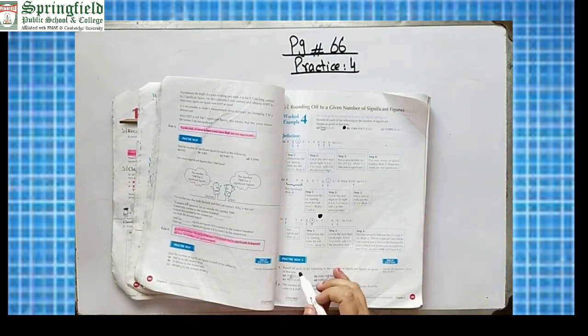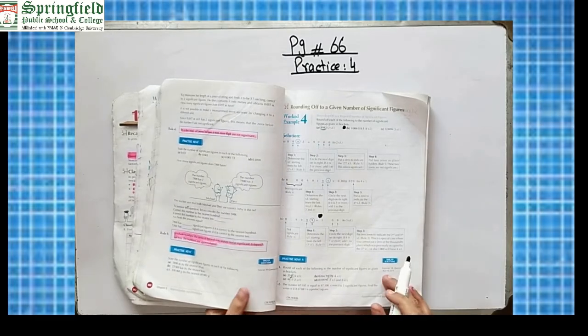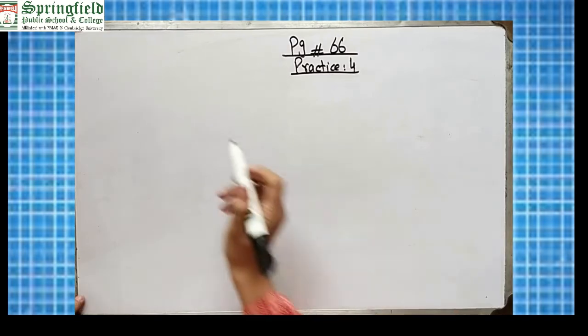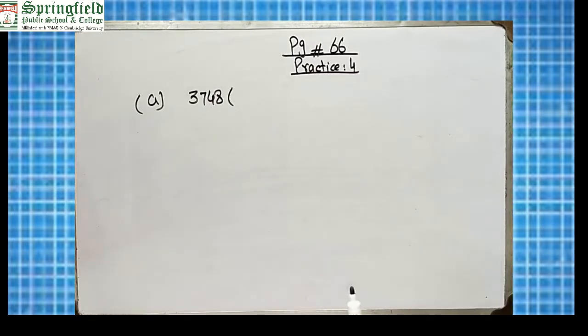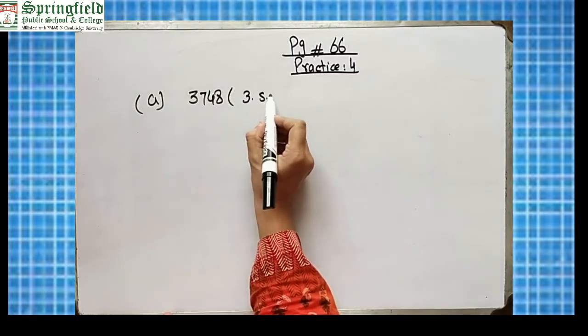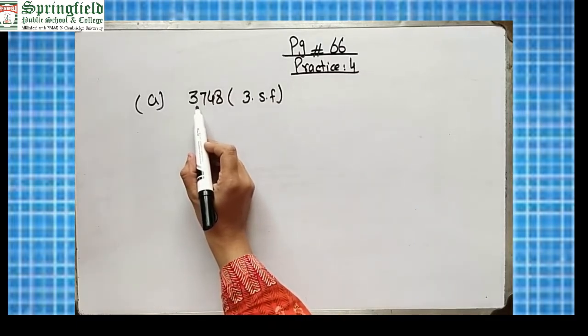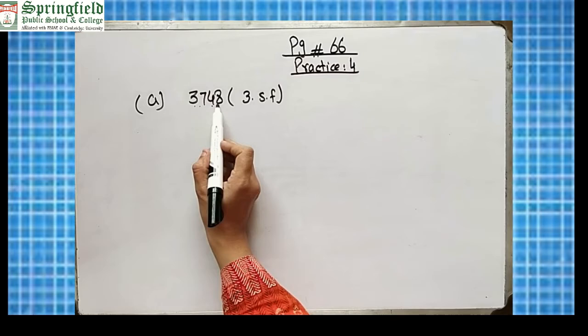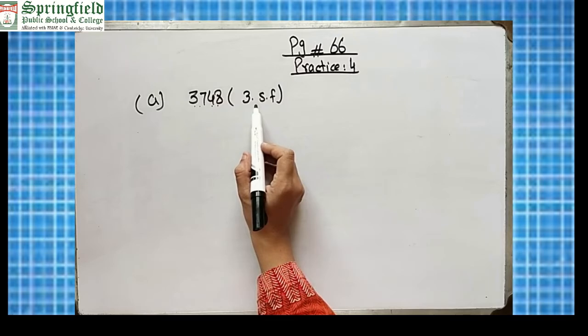Okay, now practice number 4, question 1. In question 1, they are saying round off each of the following to the number of significant figures given in the bracket. The first number is 3748, and they are saying round off this number to 3 significant figures. So how many significant figures are there? According to the first rule, all non-zero digits are significant. So 1, 2, 3 and 4. It means there are 4 significant figures, and they are saying round off to the nearest 3 significant figures.